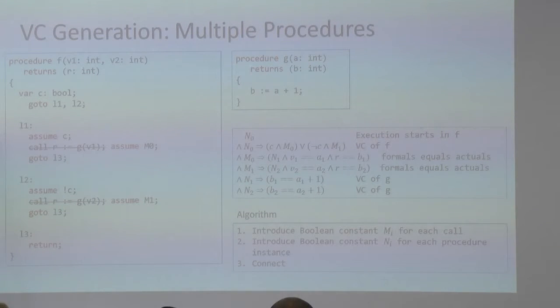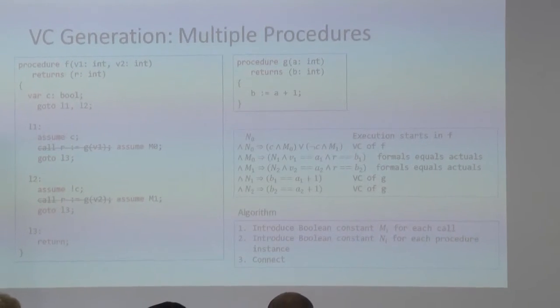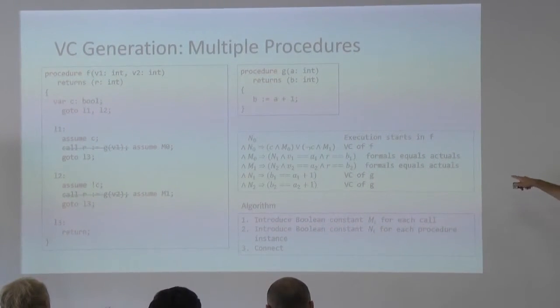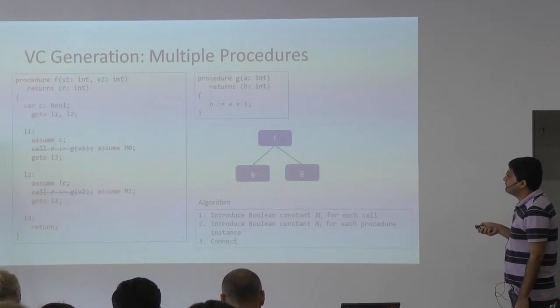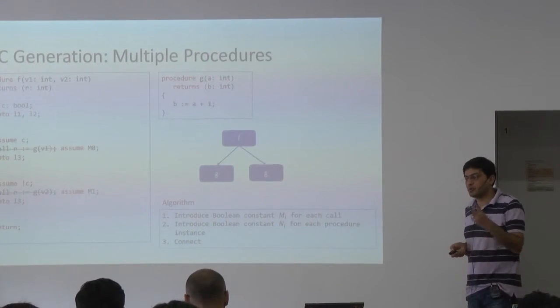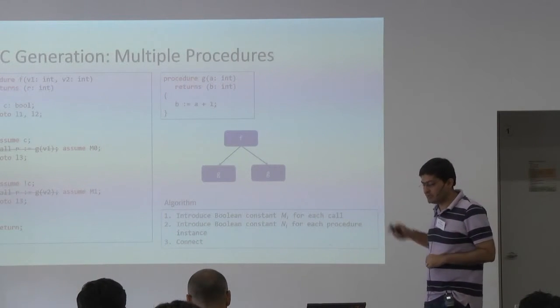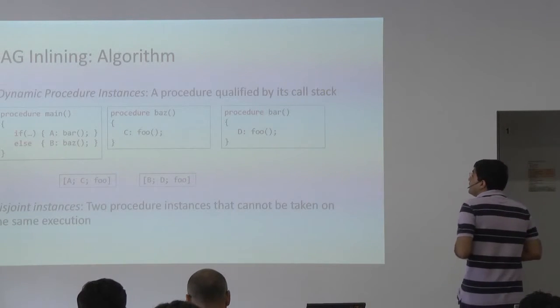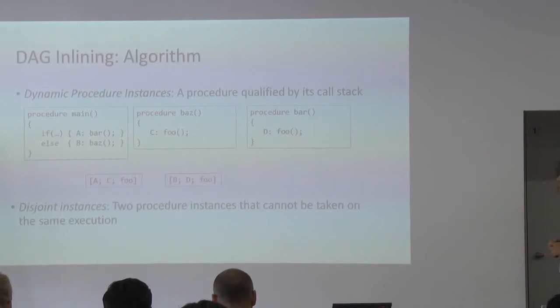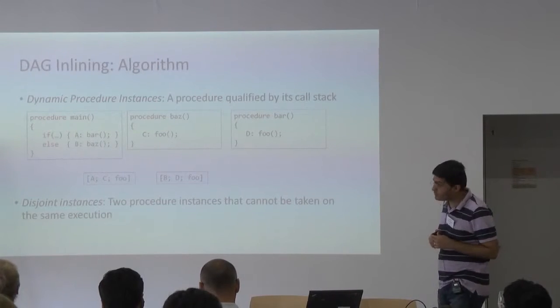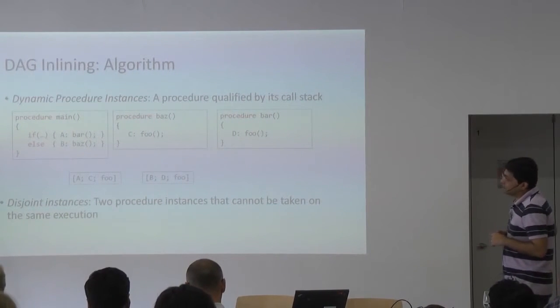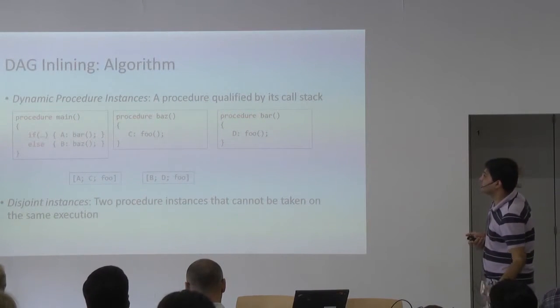All right. So now I'm able to do VC generation of multiple procedures. But if I follow this style, I'll end up doing the tree inlining. So this VC I can pictorially represent as a VC of F that uses the VC of G twice. So that's the tree. All right. So now let me start talking about DAG inlining. For that, I need to define a little bit of notation.